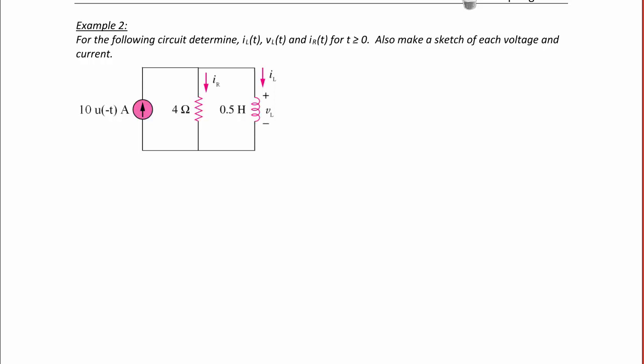So the first thing you should notice is that the current source is 10 u of minus t. That u of minus t is called a step response. The step function is defined to be a function that turns on at time 0. It goes from 0 to 1. So u of t is equal to 0 for t less than 0 and 1 for t greater than or equal to 0.